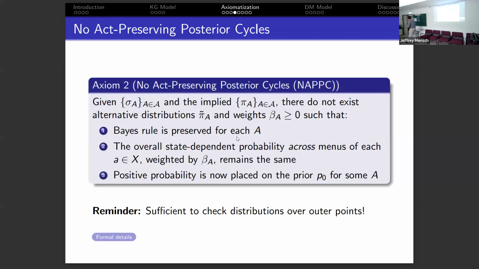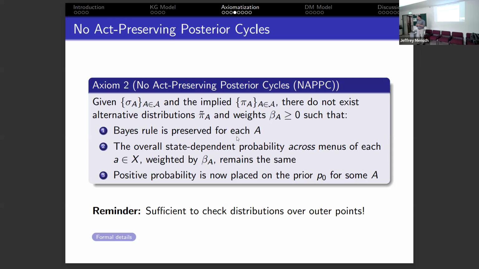Okay, so let me roughly describe what the axiom is. The axiom is that given the observed distribution of state-dependent stochastic choice functions and the implied distribution of posteriors, there's no alternative distribution of posteriors with support over these outer points of the posterior cover, such that Bayes' rule is preserved for each menu, the overall state-dependent probability across menus of each action, as weighted by beta A, remains the same, and we now place positive probability on the prior for some A. So we just need to think about alternative distributions over these outer points.